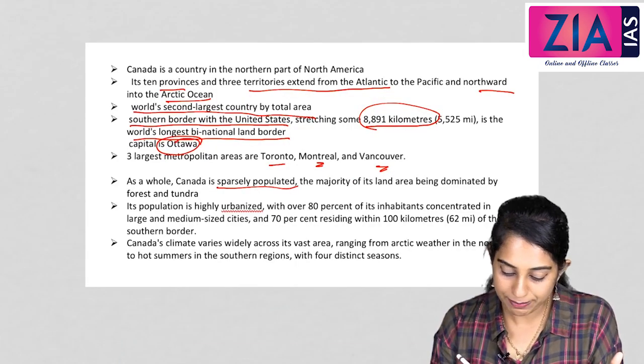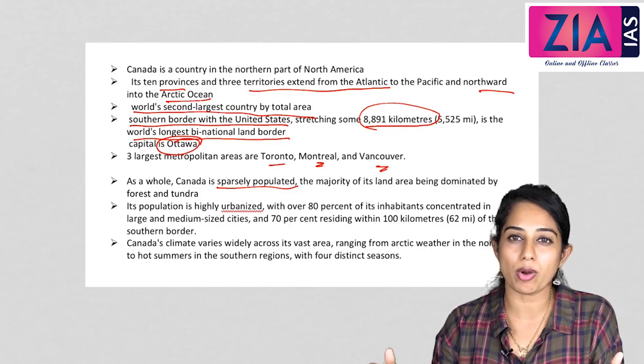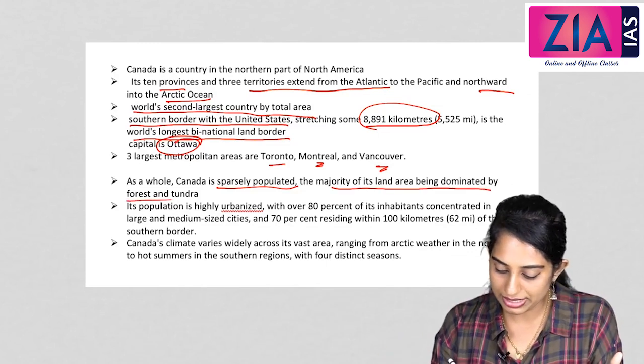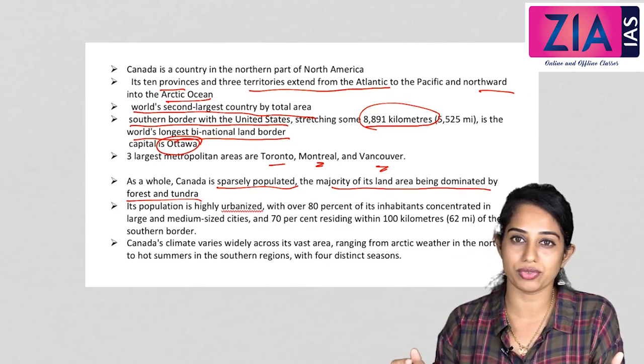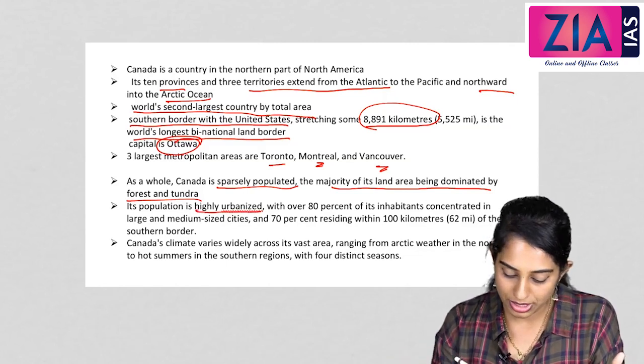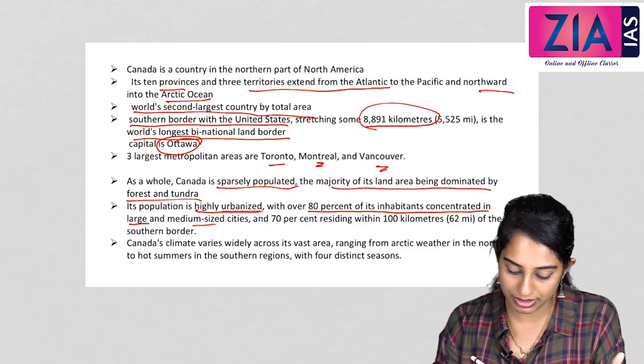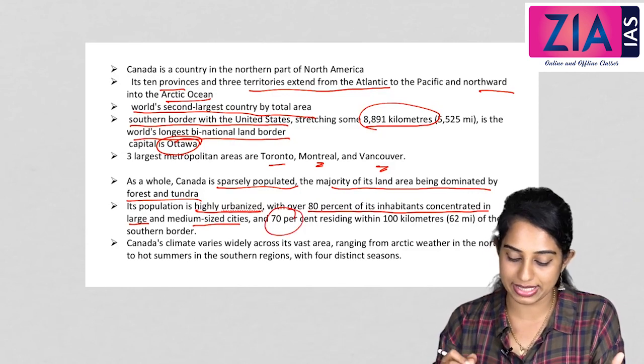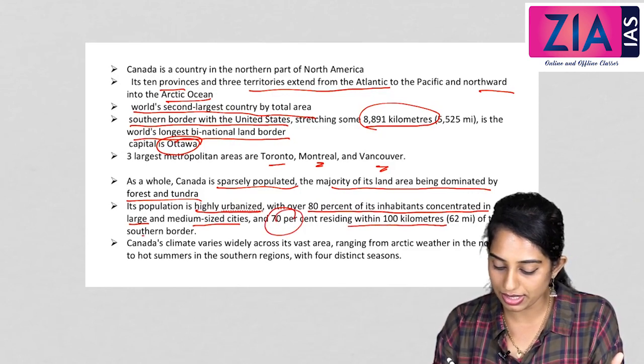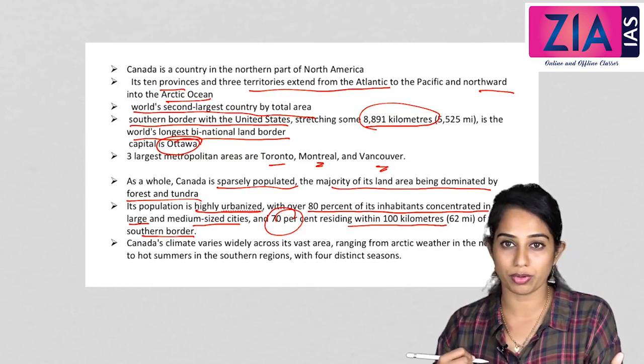Then we have it is sparsely populated. I just told you it is a sparsely populated area. Majority of its land area being dominated by forest or tundra, the vegetation there. Okay. Population is highly urbanized with 80% of its inhabitants concentrated in large and medium sized cities, 70% residing in 100 kilometers of the southern border.